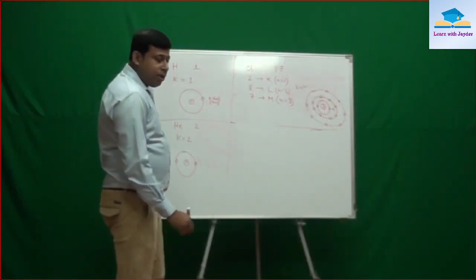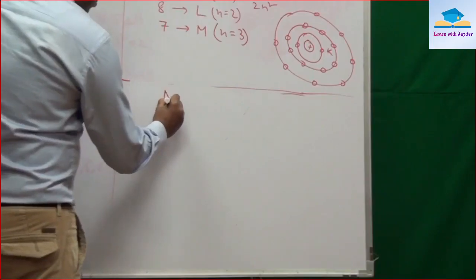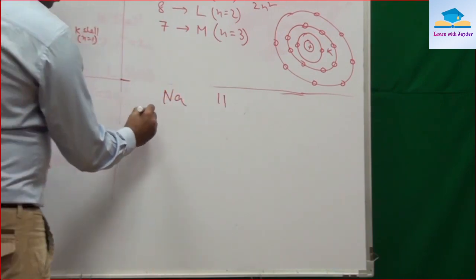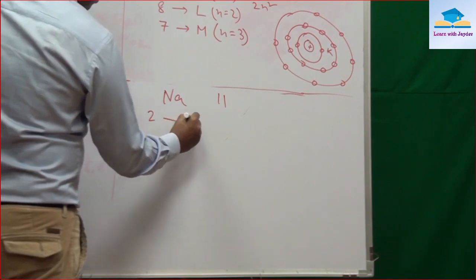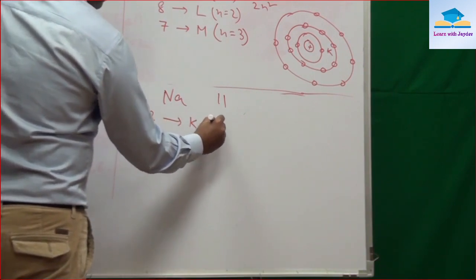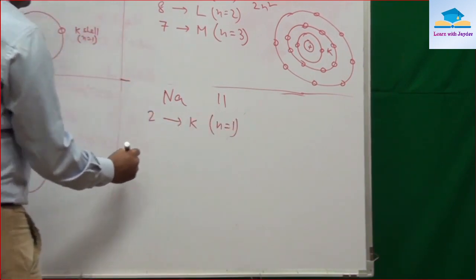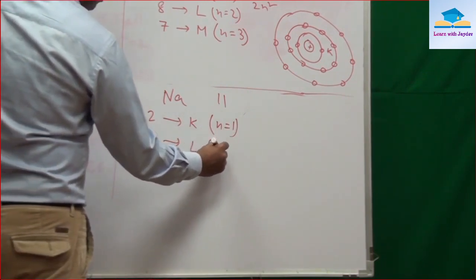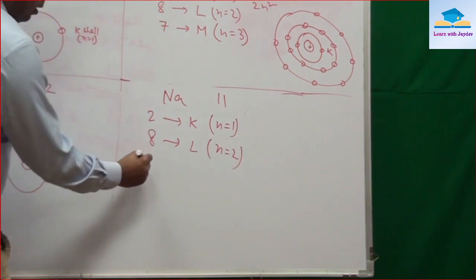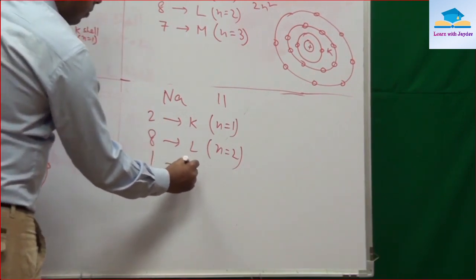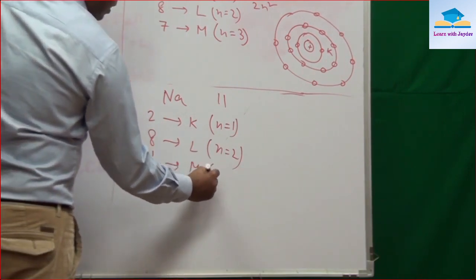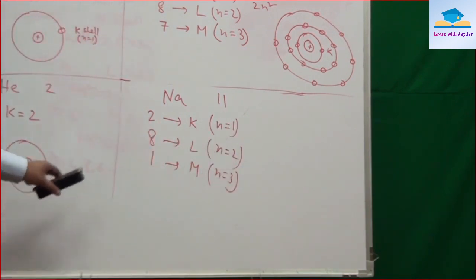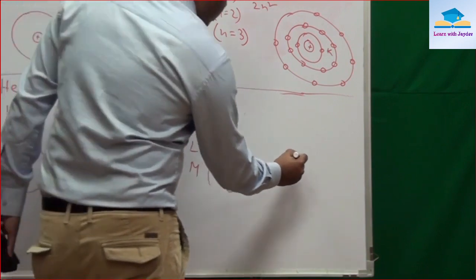Now we take the example of the sodium atom. Sodium has a total of 11 electrons. So the first 2 electrons will go to the K cell, that is n equals 1 orbit. The next 8 electrons will go to the L cell, that is n equals 2 orbit. And the remaining 1 electron will go to the M cell, that is n equals 3 orbit. So if we draw the atomic structure of sodium, it will look like this.